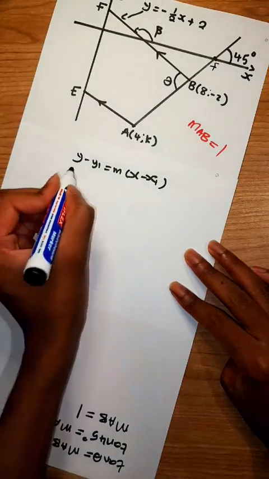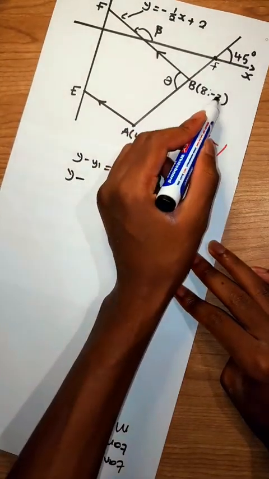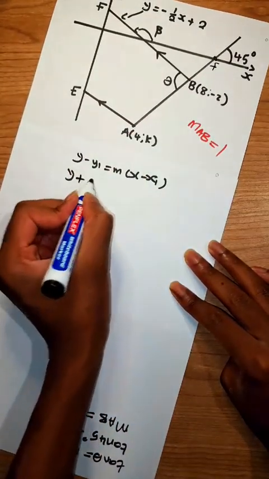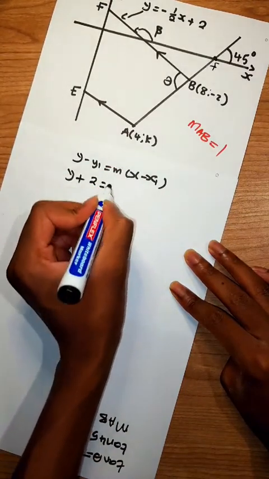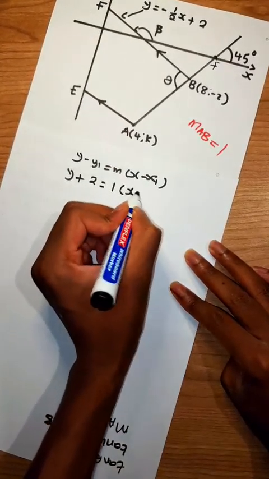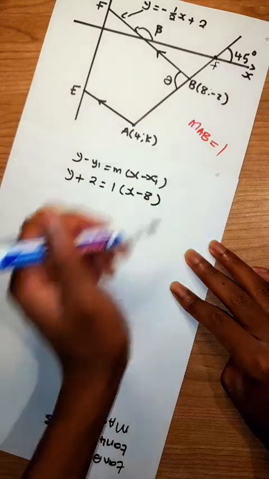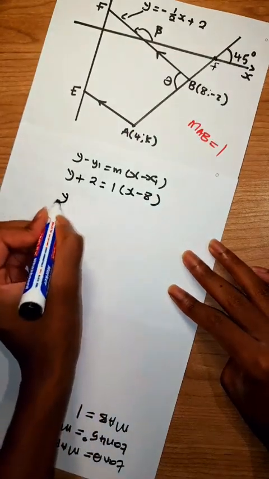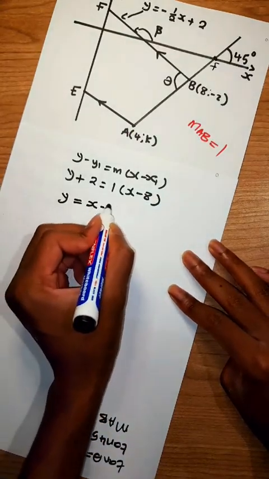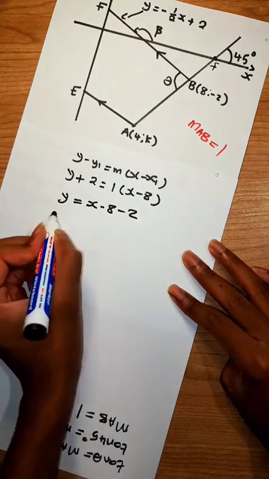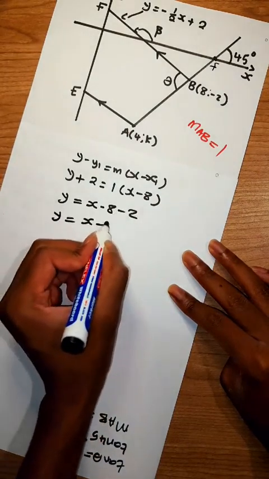Now, what is my y1? Let's just use this point. My y1 is going to be minus 2. So when I put it in here, it's going to be a positive 2. The gradient is 1. The value of x is going to be this, minus 8, right? So I'm going to say, well, y equals x minus 8 minus 2. So y equals x minus 10.